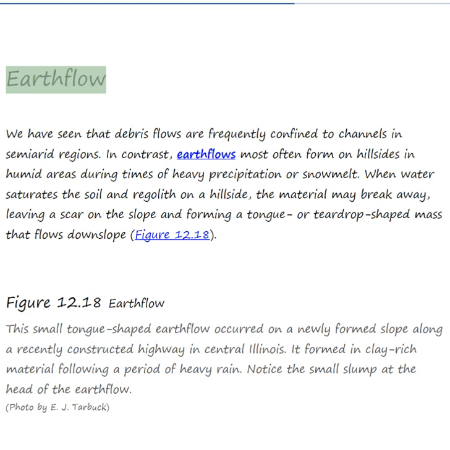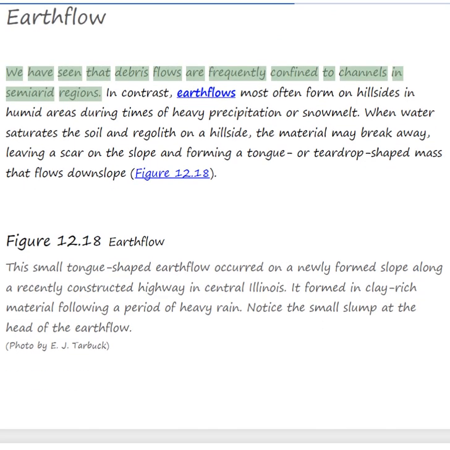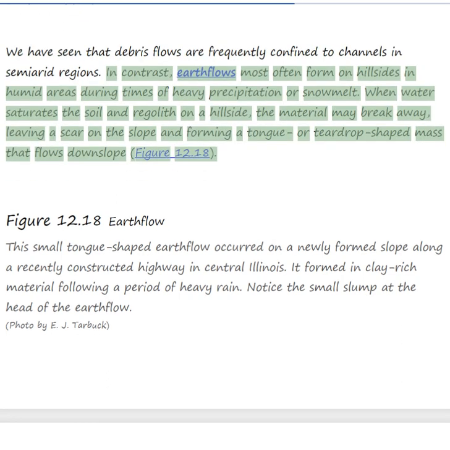Earth flow. We have seen that debris flows are frequently confined to channels in semi-arid regions. In contrast, earth flows most often form on hillsides in humid areas during times of heavy precipitation or snowmelt. When water saturates the soil and regolith on a hillside, the material may break away, leaving a scar on the slope and forming a tongue or teardrop-shaped mass that flows downslope.